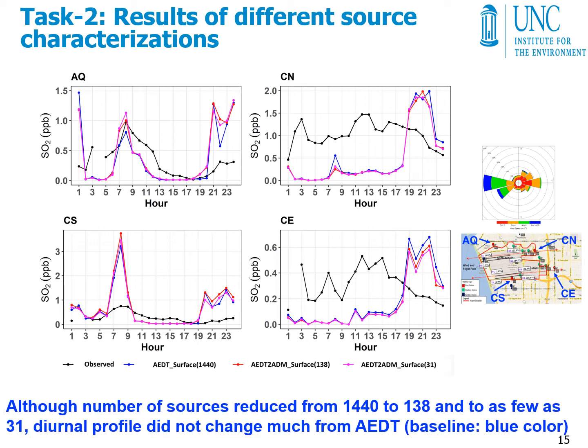And the summary of this slide is, although the number of sources was reduced from 1440 to 138 and to as few as 31, the diurnal profile did not change much from AEDT.